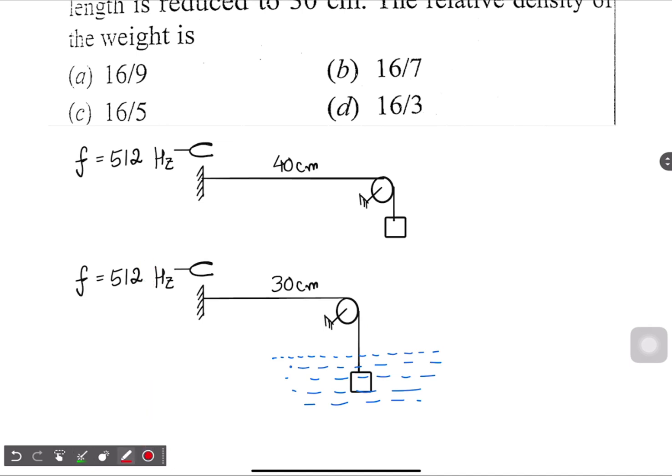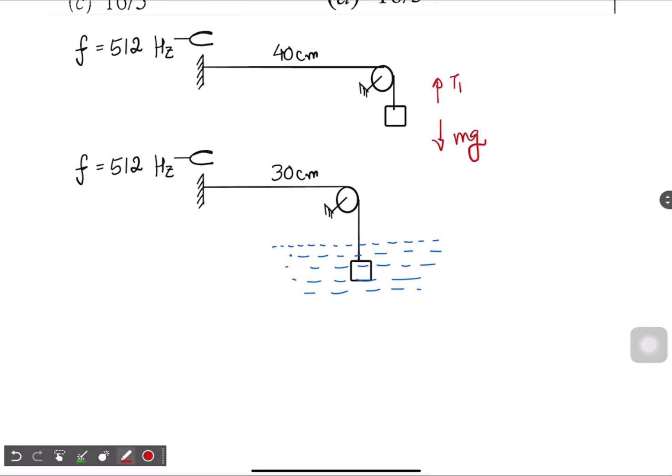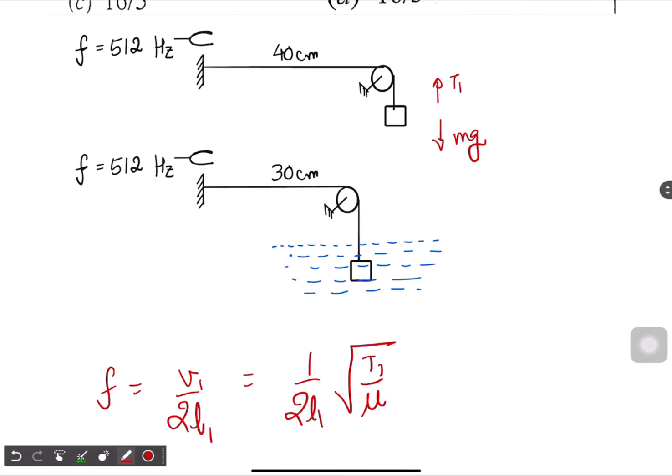If you draw the FBD in the first case, tension T1 is acting upwards and mg is acting downwards. So tension T1 is equal to mg obviously. And we can write the formula for fundamental frequency. So fundamental frequency f will be equal to v1 by 2l1, so that will be equal to 1 by 2l1 root of T1 by mu, right?